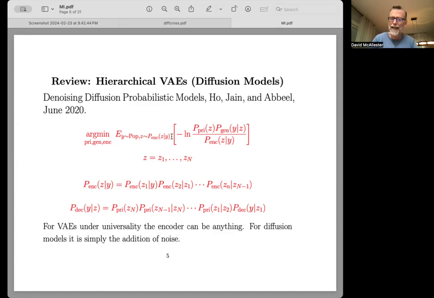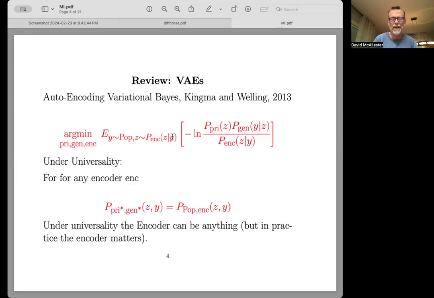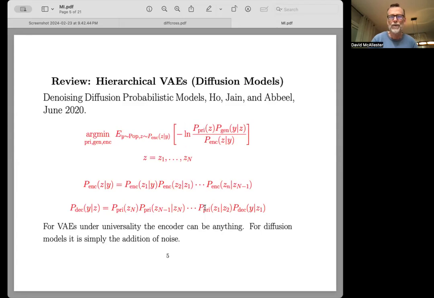Now I should have said, let's go back to the previous slide. I should have said that while the encoder is arbitrary, the encoder does matter, right? In practice, not all encoders are created equal. So that's worth noting. However, theoretically, you can use any encoder.